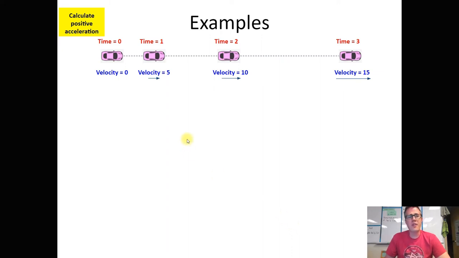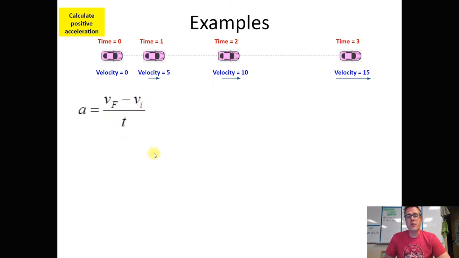Let's go back to that first car that had a positive acceleration. So we have this car that's every second increasing how fast that it's going. Its velocity is getting greater and greater every second. And our job is, of course, to calculate the acceleration. We're always going to start with the equation. So acceleration is change in velocity, or velocity final minus initial, divided by time.